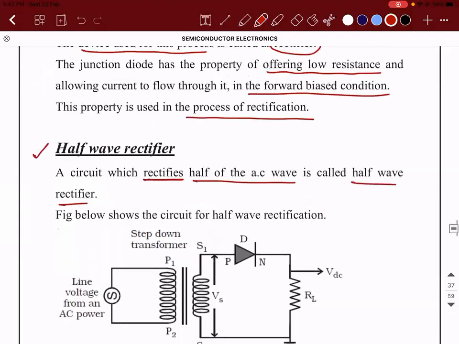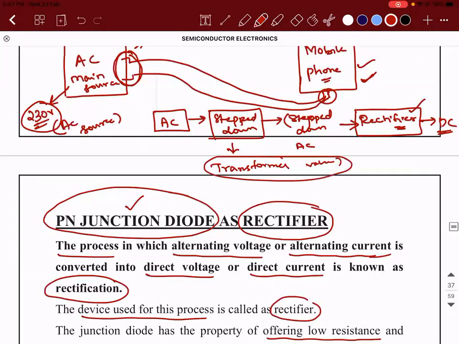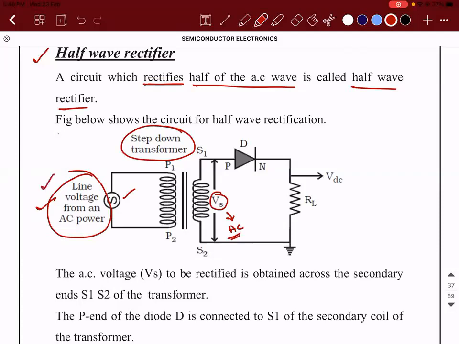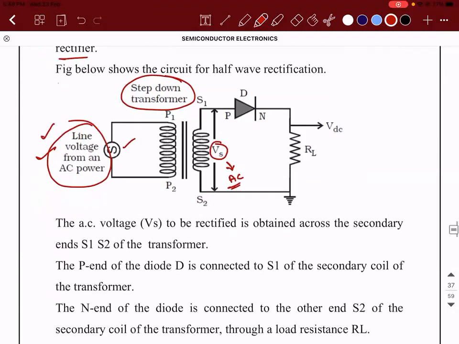I told you already, you need a transformer to do what? To step down the AC voltage. So, line voltage from AC power is taken here. Then it is connected through a step down transformer. We know that in a step down transformer, the primary windings are going to be more compared to the secondary windings. So through the step down transformer, you will be generating a voltage here. And this voltage will also be in the form of AC. Correct? But it is going to be a lesser value compared to the value that was present at the input.